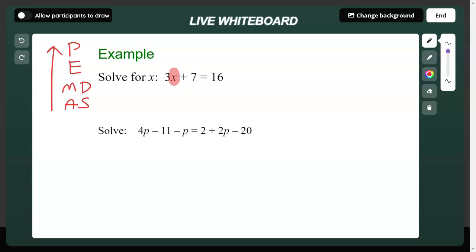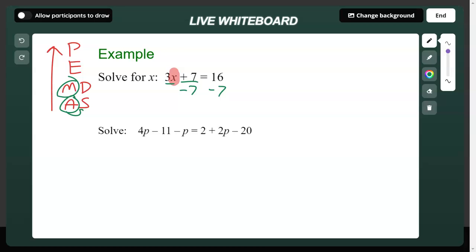Now looking at 3x plus 7, what two operations do I have? I have addition and multiplication. Which one am I going to undo first? Addition. And the inverse of addition is subtraction, so I'm going to undo the addition by subtracting whatever's being added. I'm adding 7, so to undo it, I subtract 7. And we have to do that equally. The left side, I'm going to subtract 7. The right side, I'm going to subtract 7.